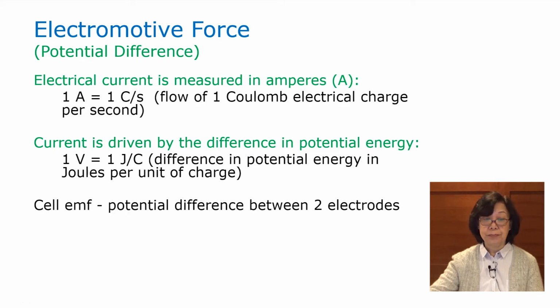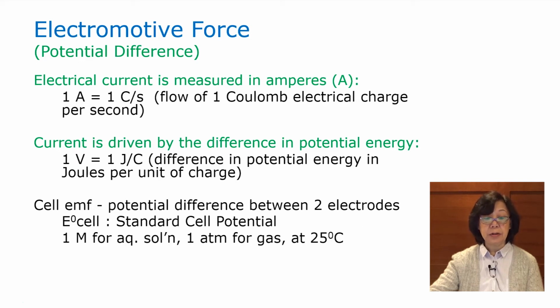The cell potential is a difference between two electrodes, which is represented by E naught of the cell. The little circle, I call naught, stands for standard cell potential at standard conditions. And the standard conditions are 1 molar for aqueous solution, 1 atmosphere pressure for gas, at room temperature, 25 degrees C. For a spontaneous reaction, the cell potential has to be positive. This is something we need to remember.